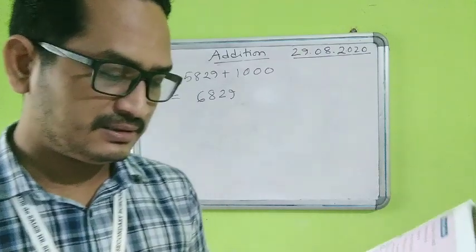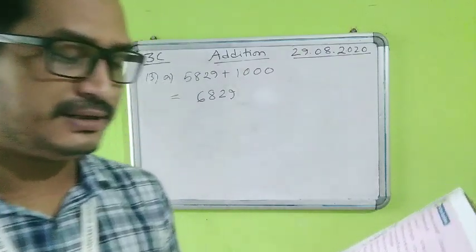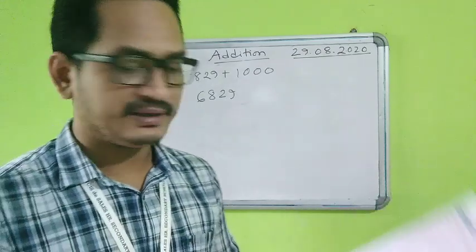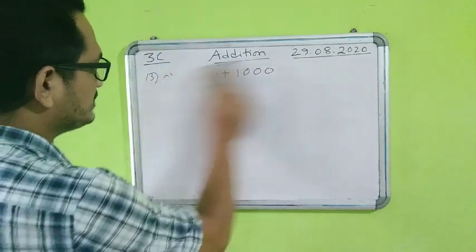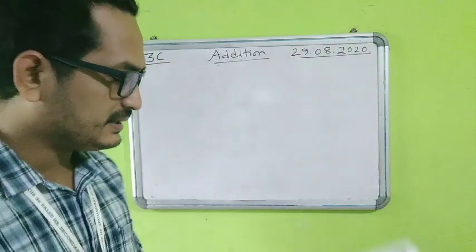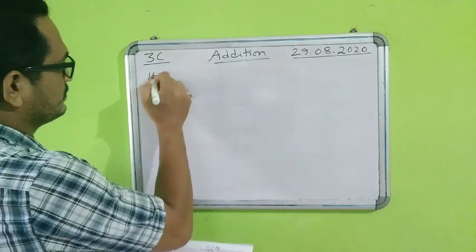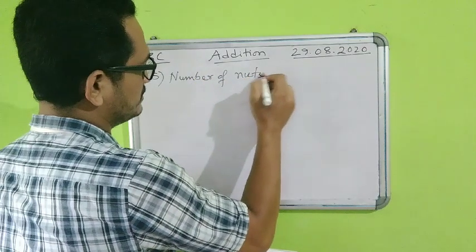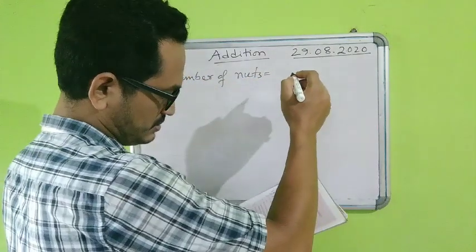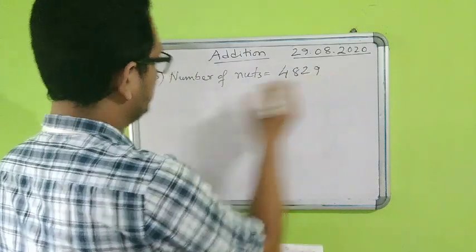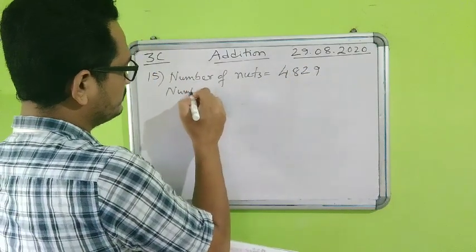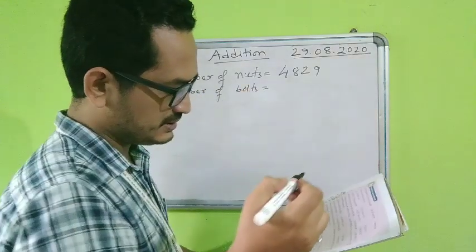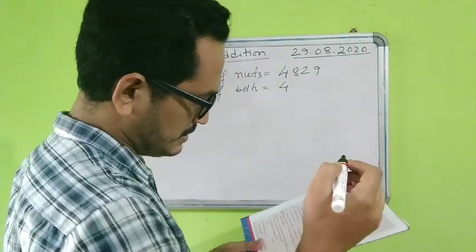Number 15 is a factory manufactured 4829 nuts and 4829 bolts. How many total number of nuts and bolts did it manufacture? So again it is the same question, but let us do this one. So we will write like this: number of nuts equal to how much? 4,829. Then we will write number of bolts. Number of bolts is 4,829.